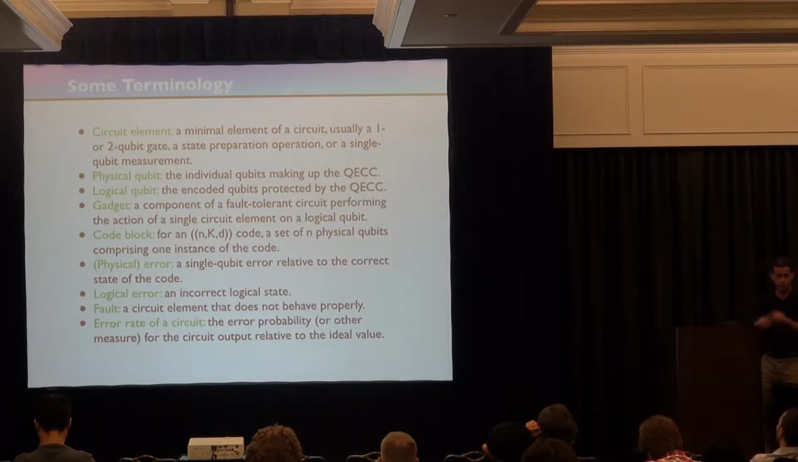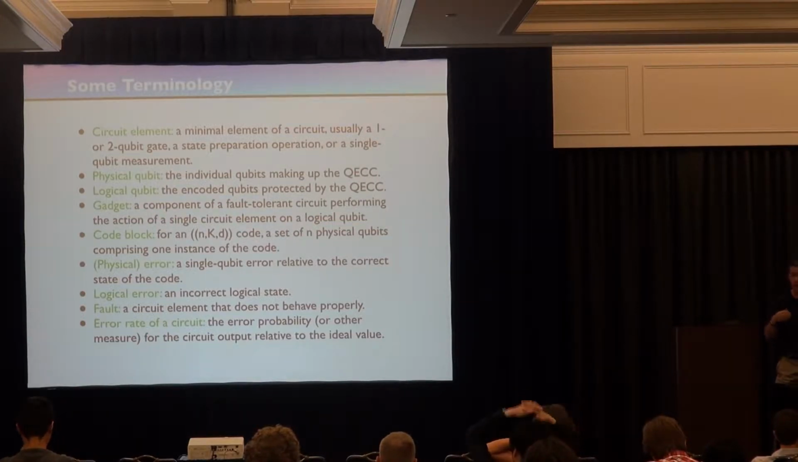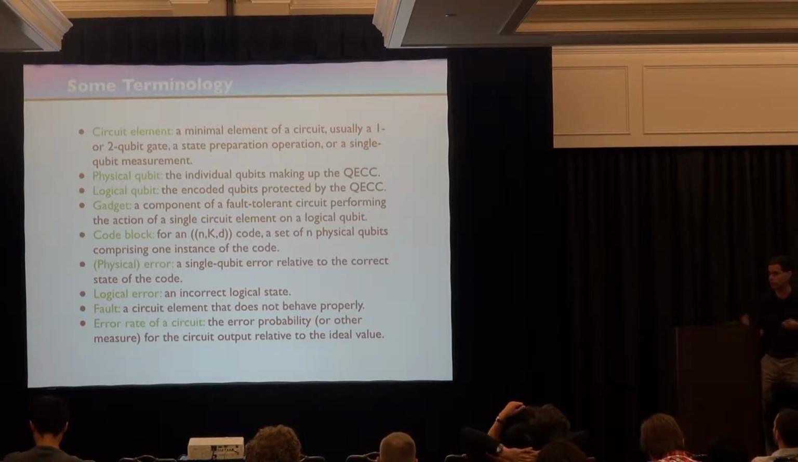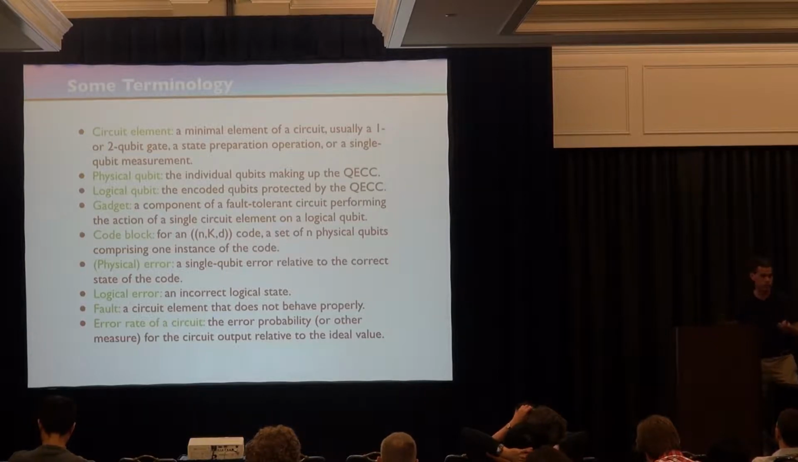Physical qubits are the individual qubits that make up your quantum error correcting code, whereas the logical qubit is the state that's encoded in the quantum error correcting code. I'll probably be saying qubits, but it doesn't really have to be qubits. Qudits of any dimension work just the same in most cases.